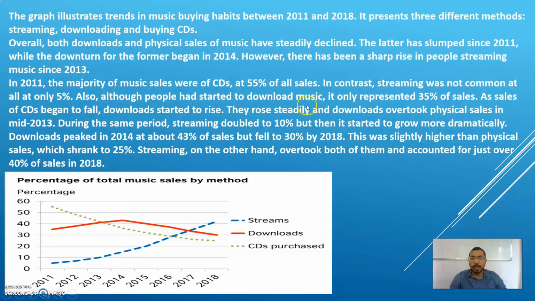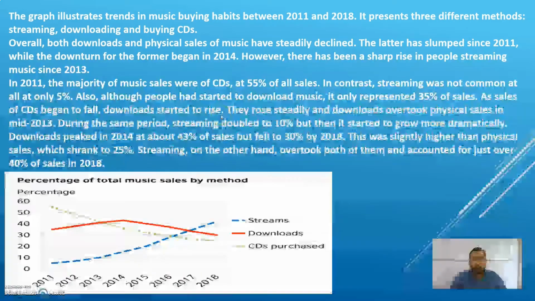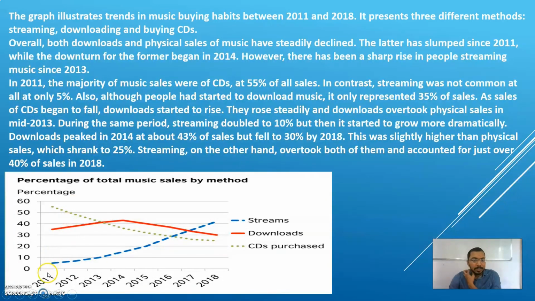Also, although people started downloading music, it only represents 35%. See 2011 beginning. As sales of CDs began to fall, downloads started to rise. See here, the CD green line starts falling, and the download red line starts rising. They rose steadily and downloads overtook physical sales in mid 2013.